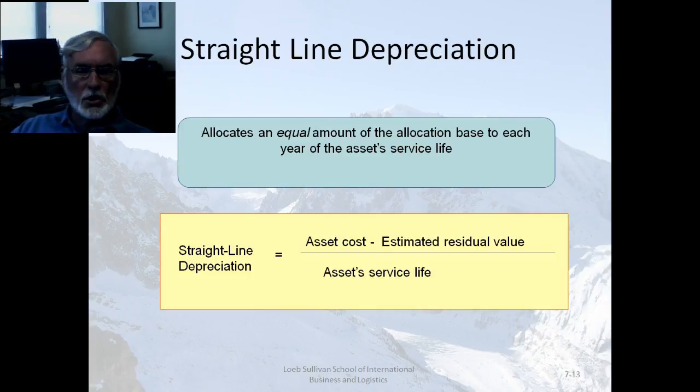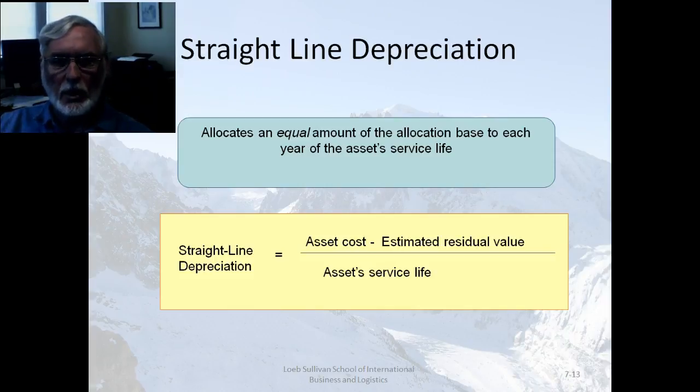And straight line depreciation, your formula is there. Straight line depreciation is the cost of the asset minus the estimated residual value divided by the asset's service life. So that's the straight line depreciation method, and that gives you the annual depreciation rate, and it will be the same for the useful life, the service life of the asset.